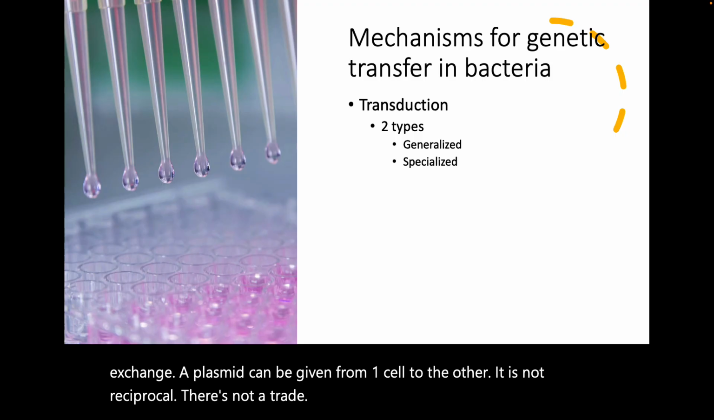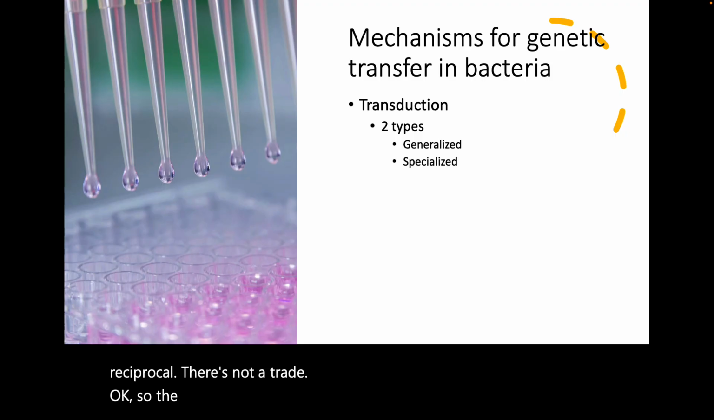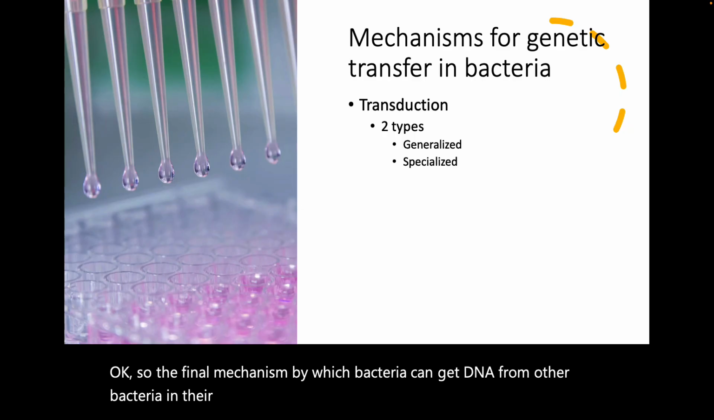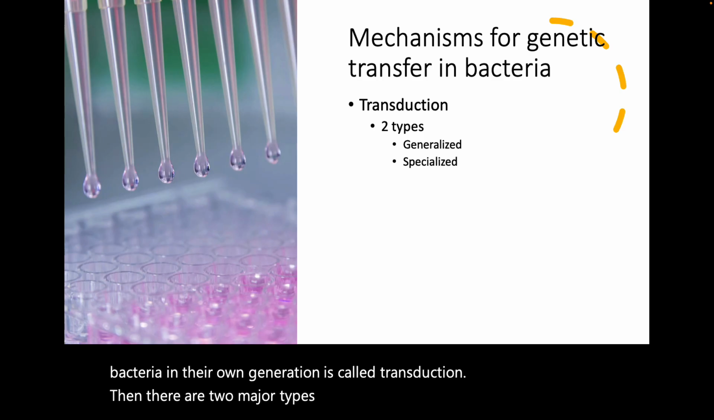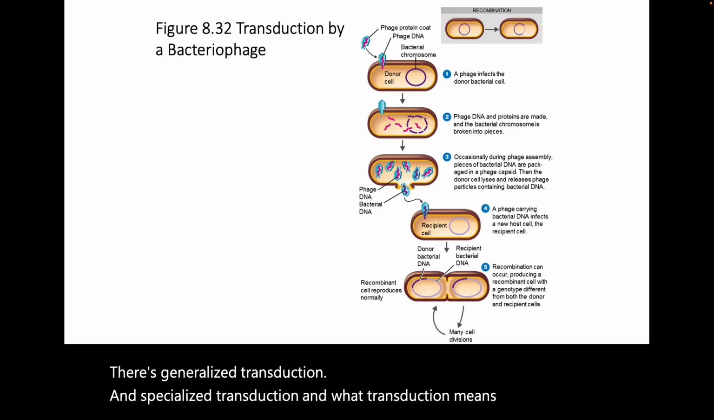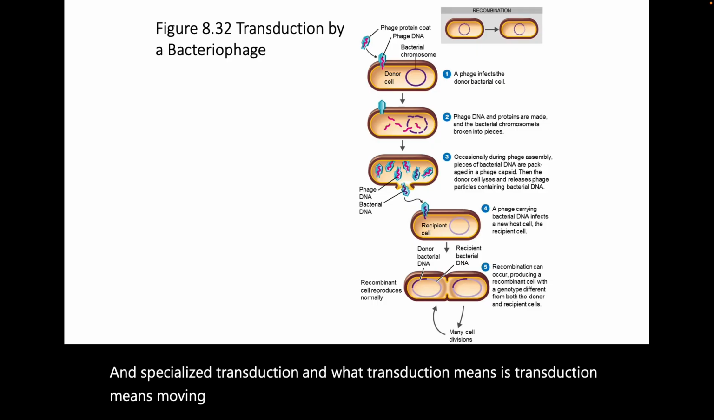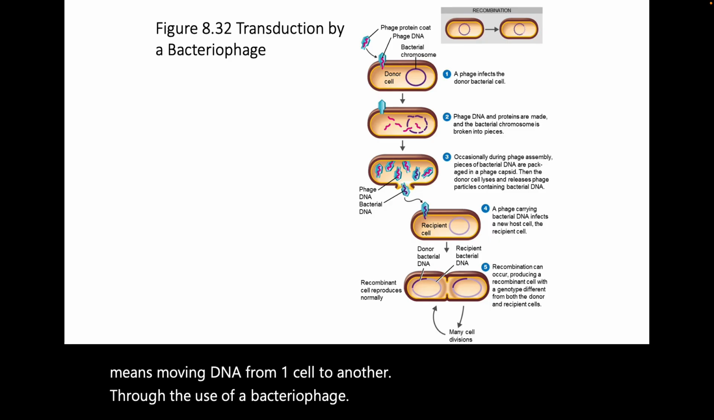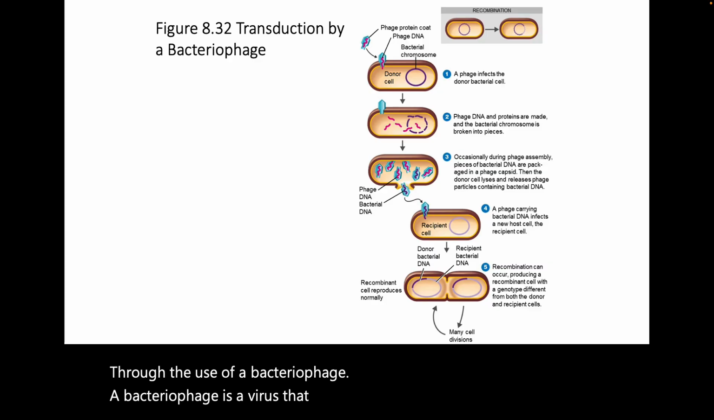Okay. So the final mechanism by which bacteria can get DNA from other bacteria in their own generation is called transduction. Then there are 2 major types of transduction. There's generalized transduction and specialized transduction. And what transduction means is moving DNA from one cell to another through the use of a bacteriophage. A bacteriophage is a virus that infects bacteria. A virus that infects bacteria and can move DNA.